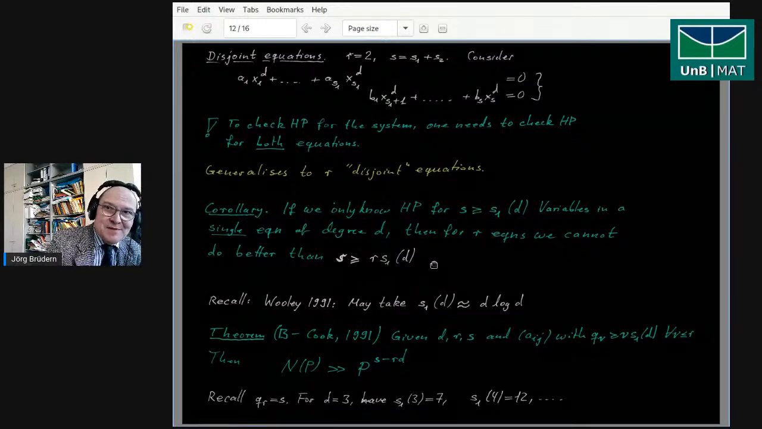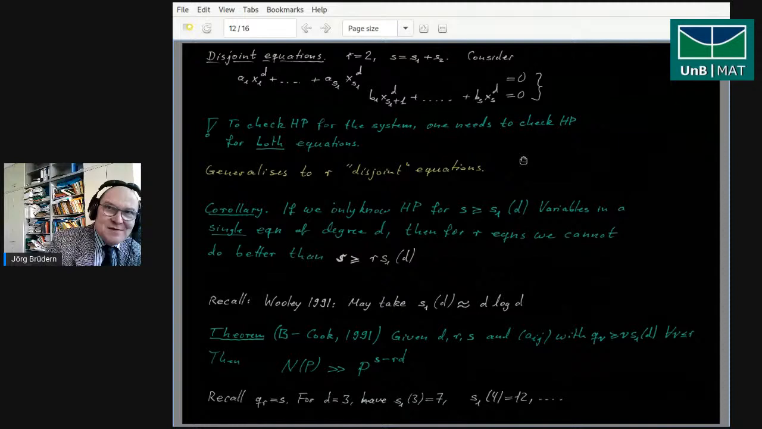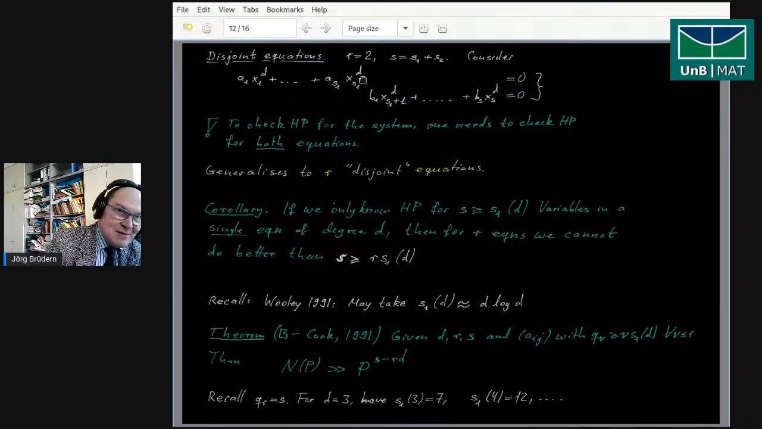Let me go back to this because it slightly contradicts, apparently, the Bruedern-Woolley theorem here, d equals 3, R equals 2. So if I have only 13 variables and I have a disjoint system, where one has 6 and one has 7 variables maybe, and then I don't know whether the equation in 6 variables satisfies the Hasse principle. But we are lucky, the equation in 7 variables always has a non-trivial solution. So if I find a solution, the Hasse principle is true. So that was sheer luck.